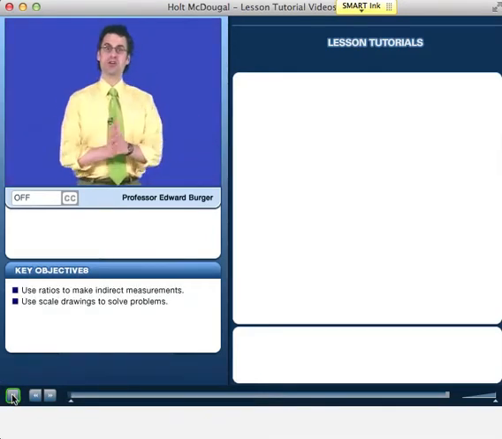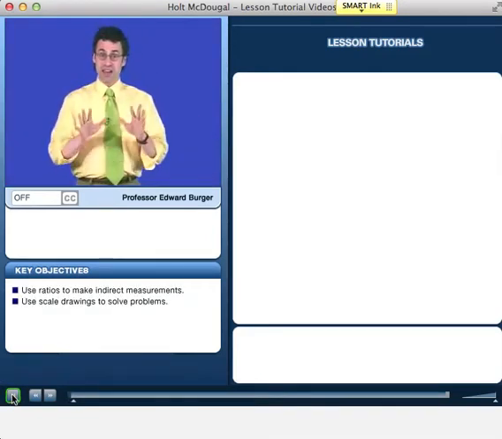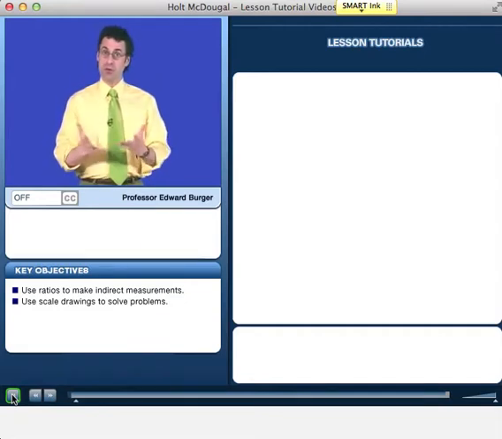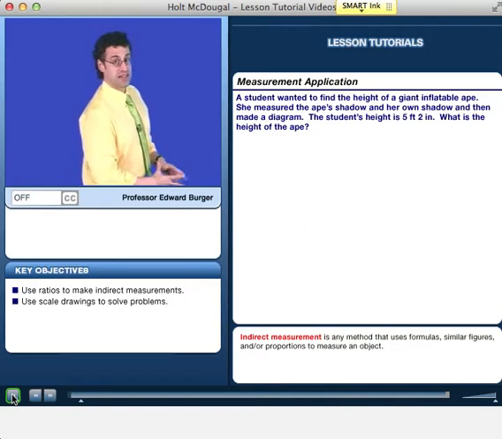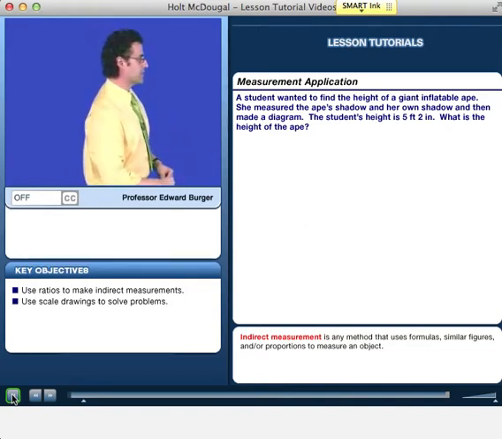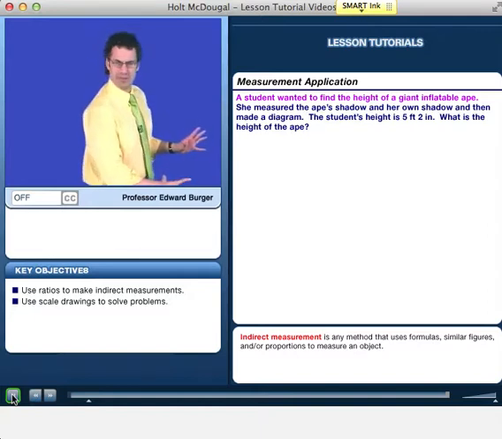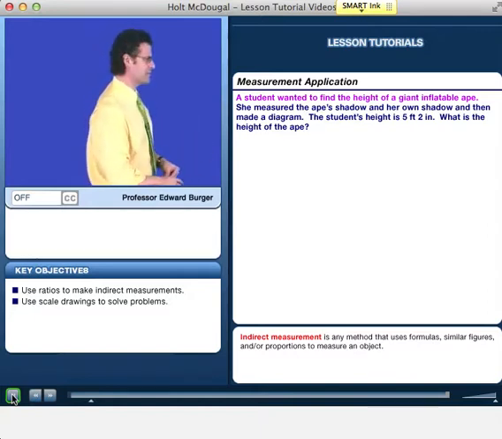So, we can actually use proportional relationships in our everyday lives to solve real-world questions. Let's check out this one for fun, and you'll see that, in fact, it's an exemplar for lots of possibilities. So a student wanted to find the height of a giant inflatable ape. You ever see these things sometimes at car dealerships and things? That's really big apes.